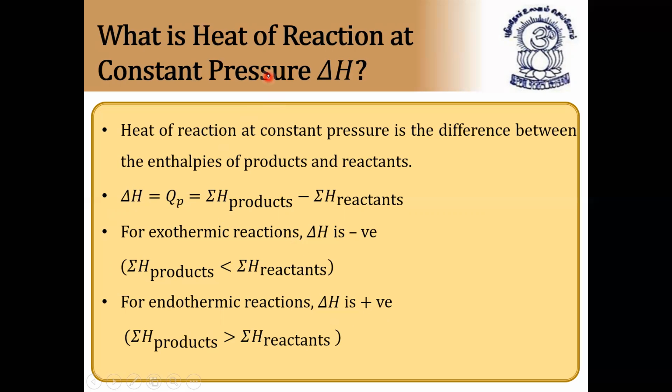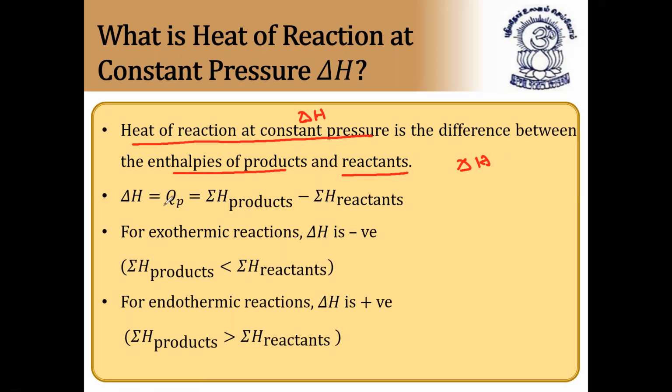So the heat of reaction at constant pressure is called delta H. Delta H is called what? Heat of reaction at constant pressure. This is called delta H, and it is nothing but the difference between the enthalpies of products and the enthalpies of reactants. I hope it is clear.